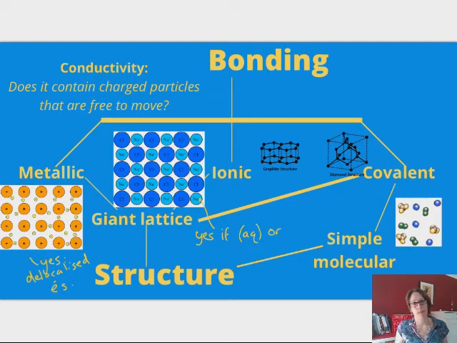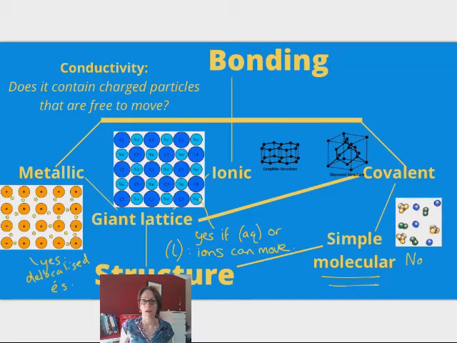For ionic, the ions aren't free to move in a solid state, but if you dissolve the ions or if you melt them to become a liquid, then the ions can move. And remember, it's the ions that can move, not the electrons. The electrons are all in the outer shell of the ions already. Simple molecular, absolutely no conductivity whatsoever. There are no free ions, there are no electrons that are not either involved in bonding or are in lone pairs on the outer shells of the atoms.